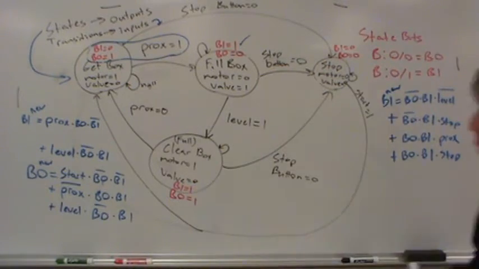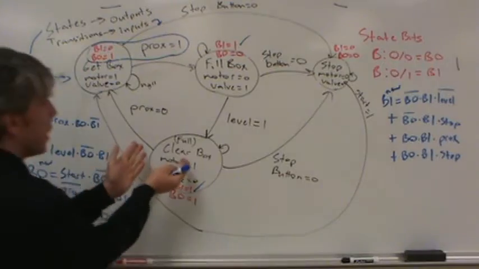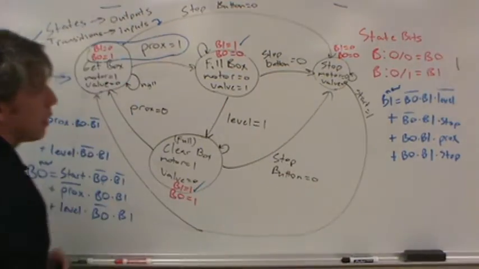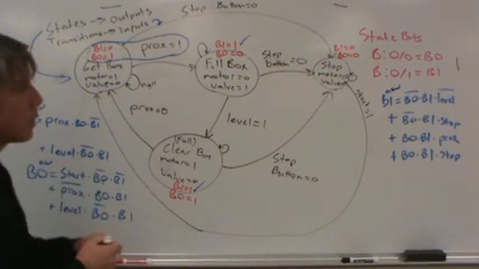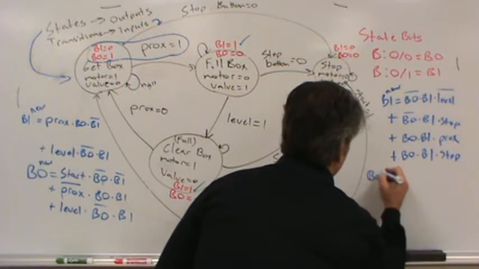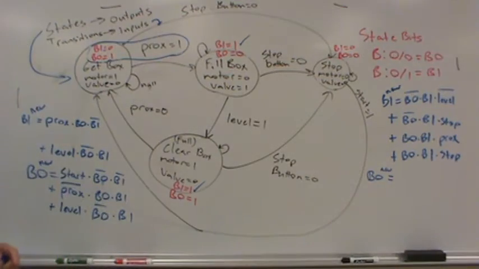Okay, so what have we done? Well, we've taken care of that one now, right? There's no way to get out of this state, or we've blocked the transitions out if they're not appropriate. All right, last one. We have to work with B0 here and B0 here. Since we're in the state, let's work with it first. So B0 new is equal to what? I'll let you guys tell me.